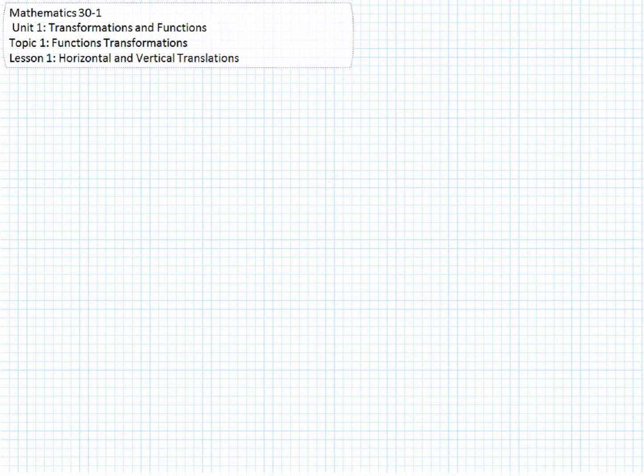Welcome to Math 30-1. We are beginning Unit 1, Transformations and Functions. So we're going to start looking at horizontal and vertical translations. To do that, we're going to work with the absolute value function. So y is f of x, and our f of x is equal to the absolute value of x.